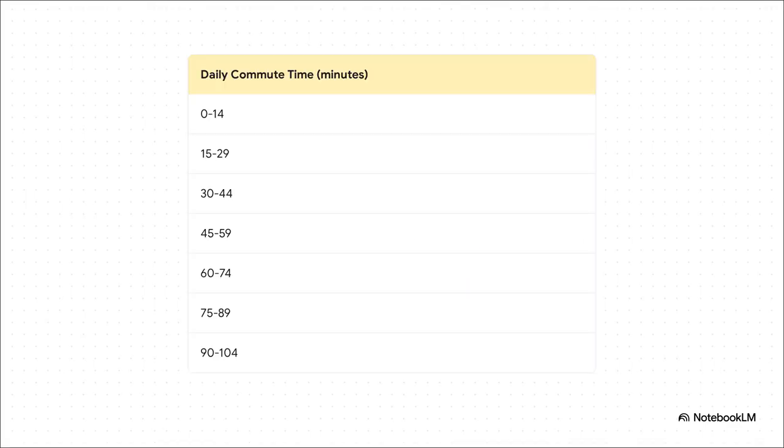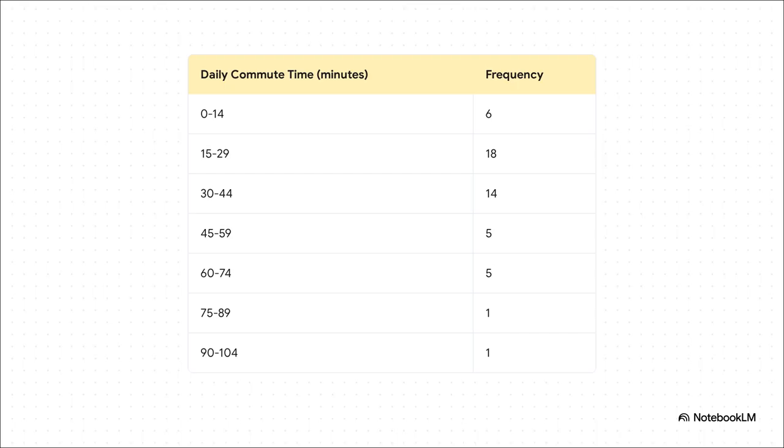Now that we have our class width of 15, building the table structure is a breeze. We can start at a convenient number like 0. So the first class is 0 to 14. The next one starts at 15, then 30, then 45, and so on. And just like that, we have the whole skeleton of our table ready to go.